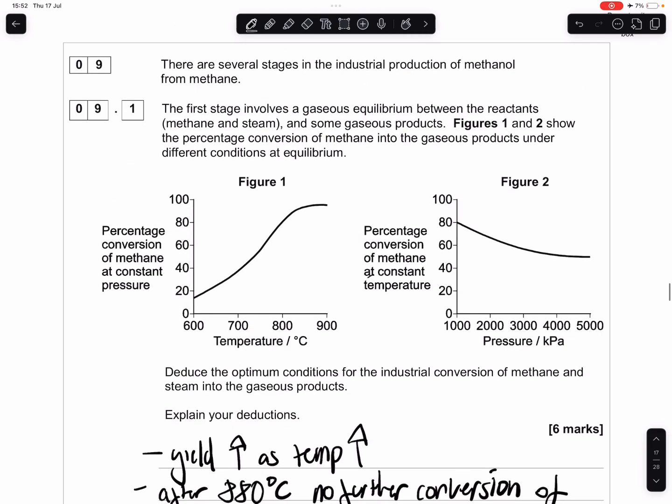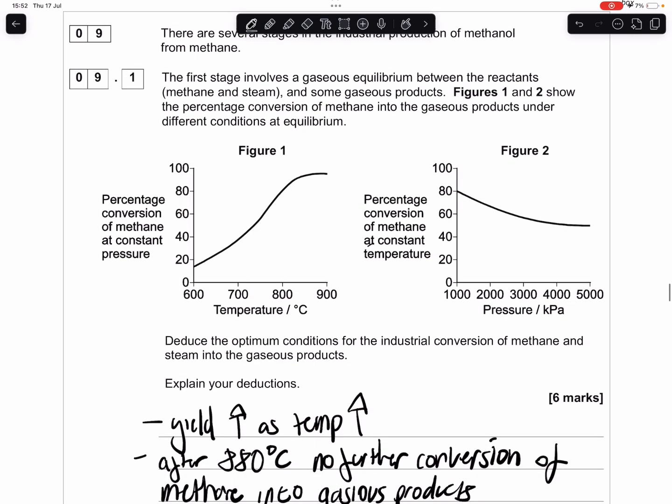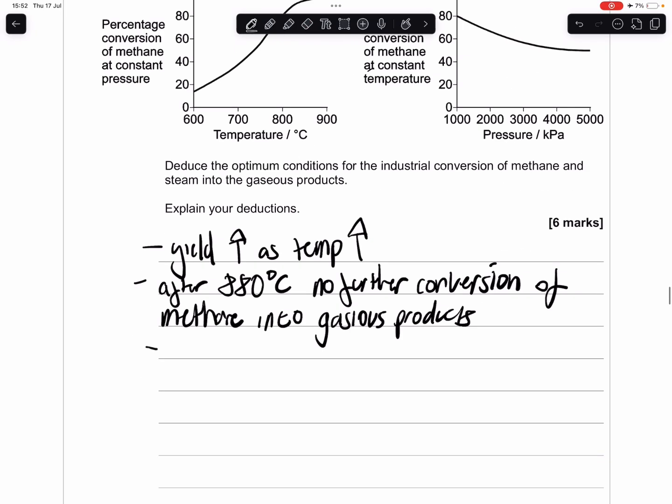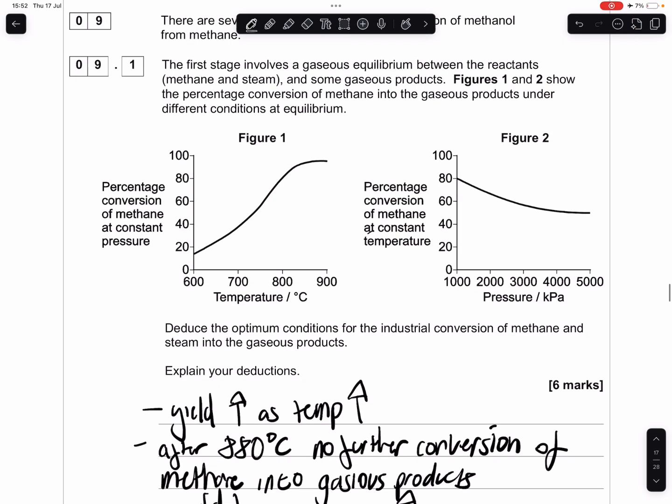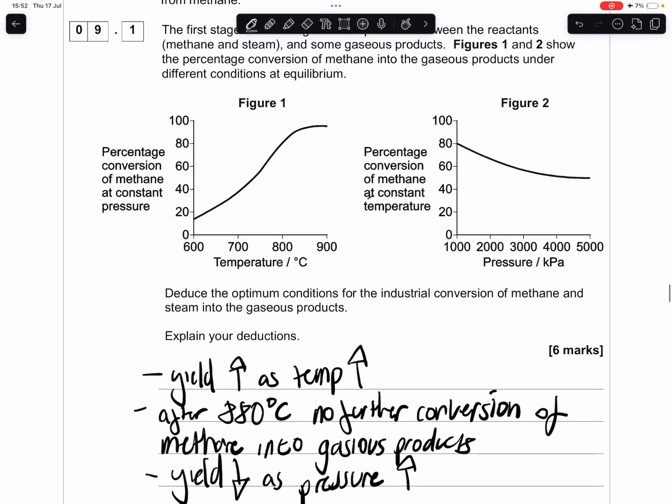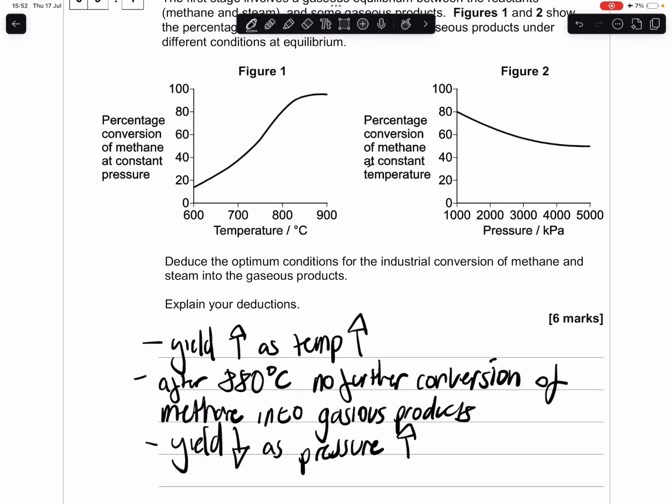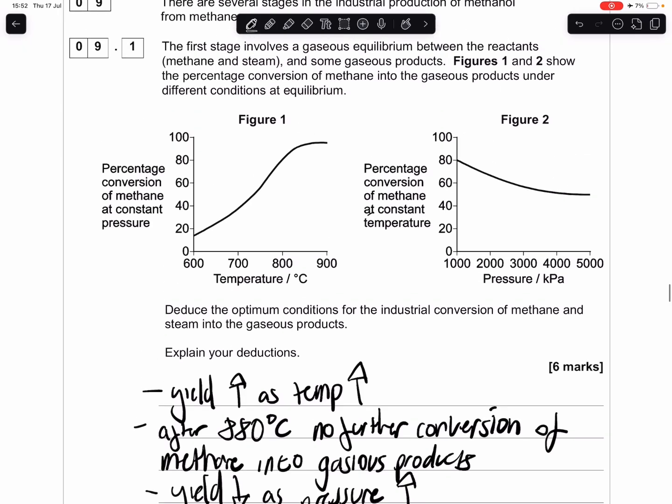And then if we look at our other graph here, we see that our yield decreases as our pressure increases. So there we go. And then next we need to deduce the optimum conditions for what we would personally do if we were to convert our methane into our methanol and our gaseous products.